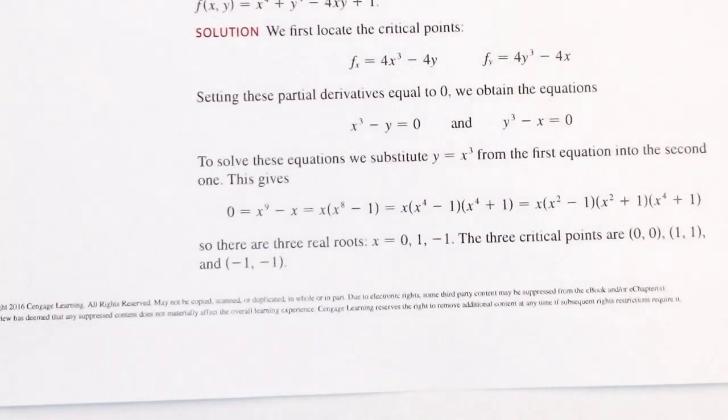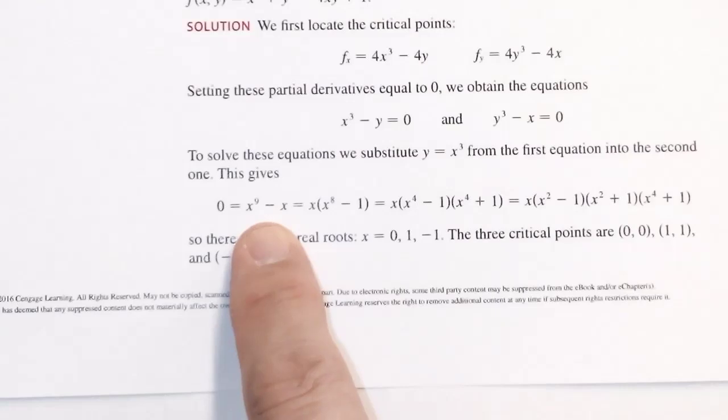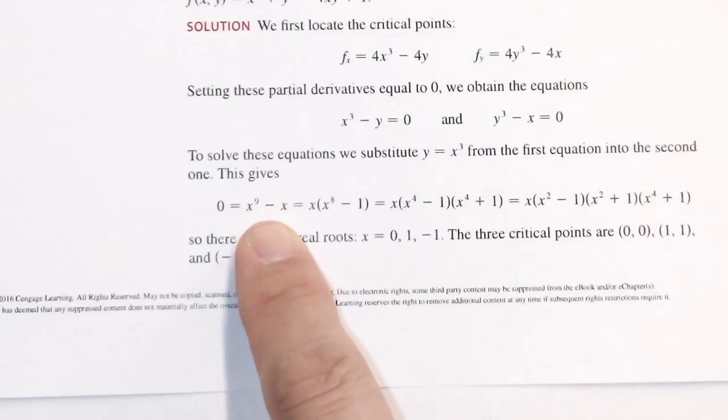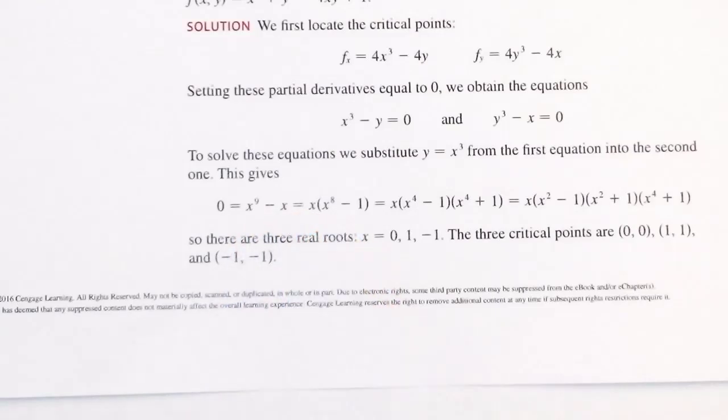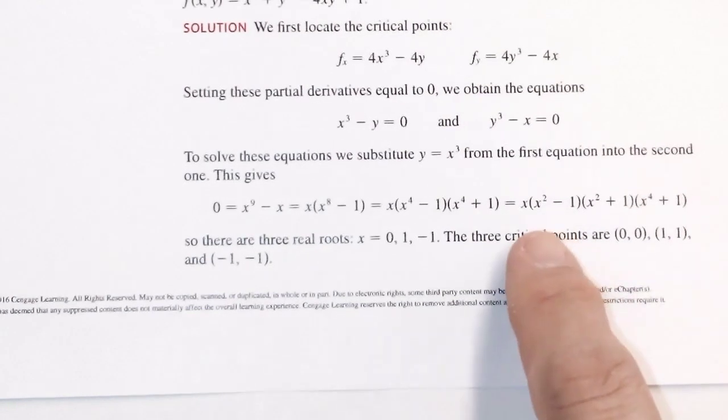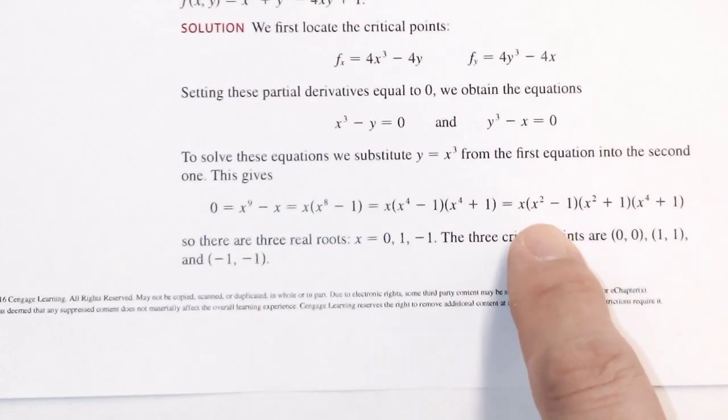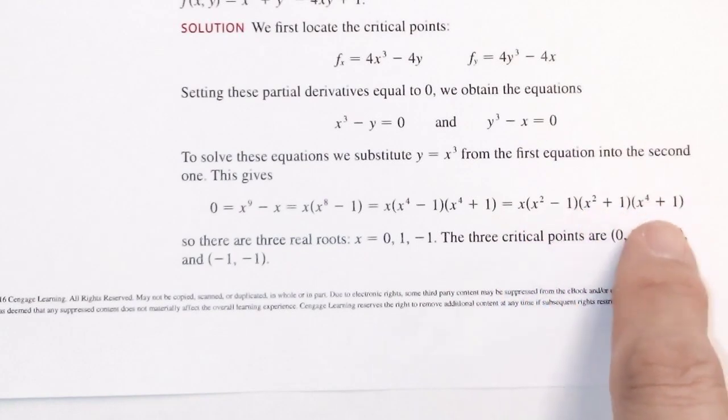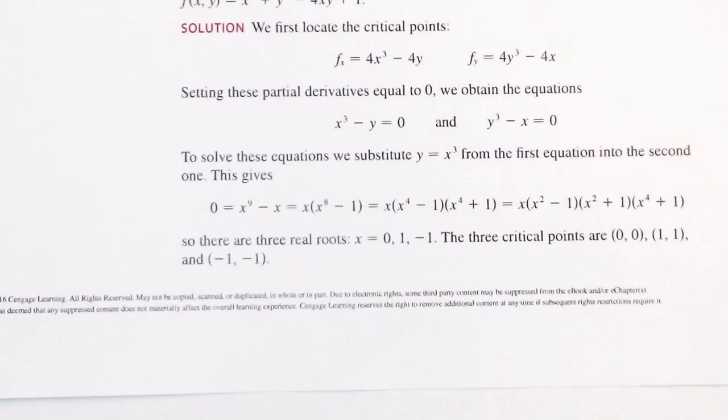The issue is that we end up with this equation x to the 9th minus x. So if I factor an x out of that, I have to factor x to the 8th minus 1. That's a difference of squares 3 times to get it to where it's actually factorable. And I end up with 3 x values that work: x being 0 and x being plus or minus 1, because these don't have any roots in the real numbers, which means I end up with 3 critical points.